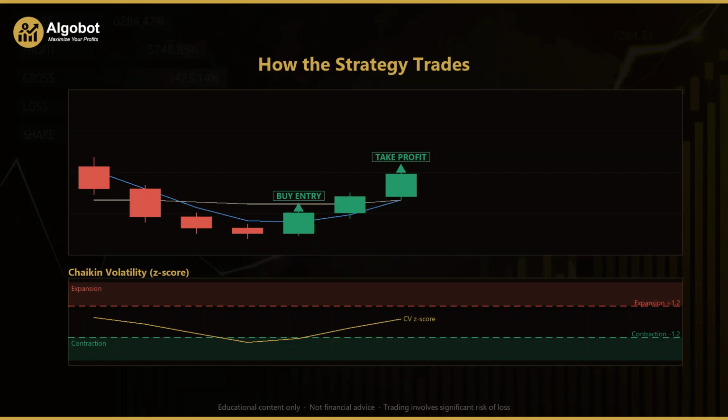Now look at the fourth candle. Price had been closing at or under the blue fast EMA, and on this bar it closes back above it with a bullish body, close above open. That's the reclaim. Volatility is contracted, price is under the baseline, and the bar turns up through the fast EMA. All three conditions align, and the buy entry marker fires. The stop loss is placed a set ATR distance below entry, and the take profit sits at twice that distance, our reward to risk of 2 to 1.